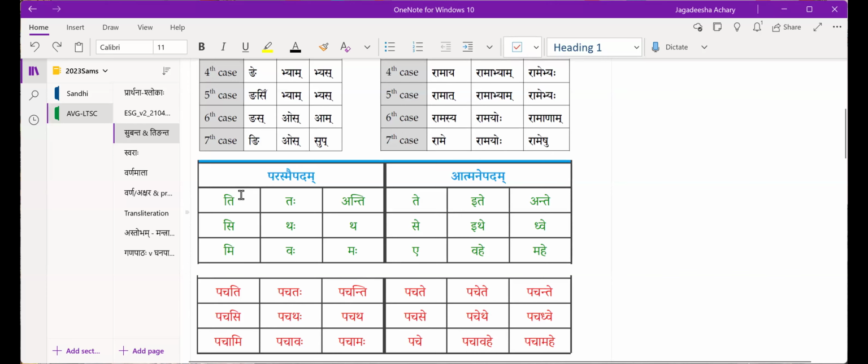The very first pratyaya is tip, so you take its first letter. The last pratyaya here is mahing, and its it letter is ng. Just like the abbreviations we used earlier, pratyahara, take the first letter and the last it letter: ti and ng. All the 18 pratyayas together are called ting pratyayas. That is how ting comes about.